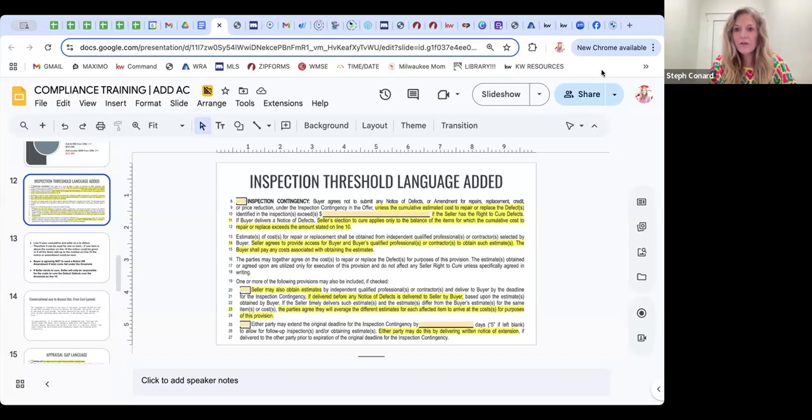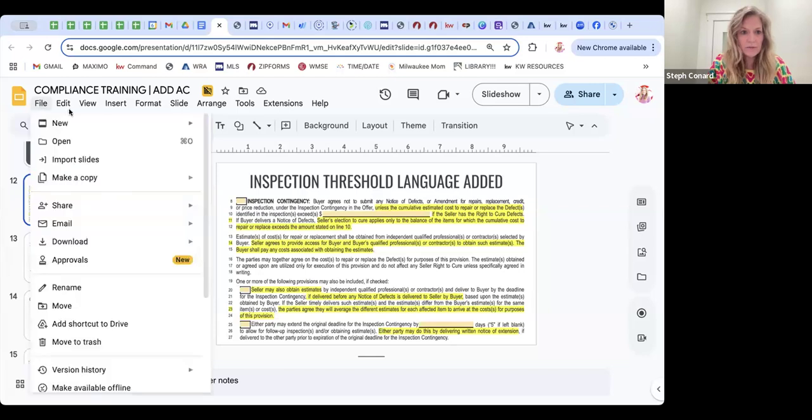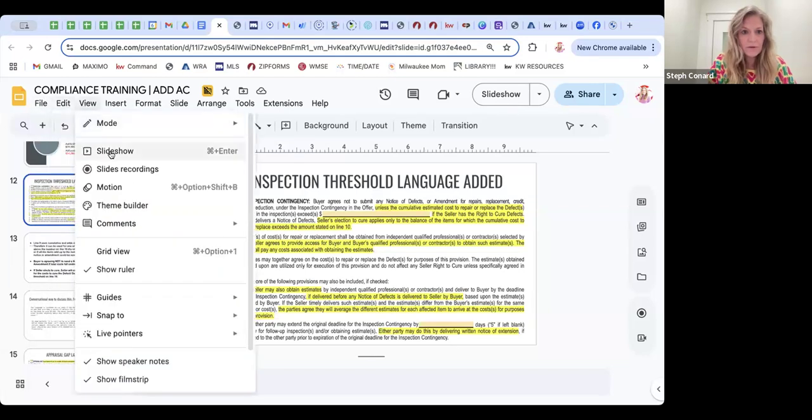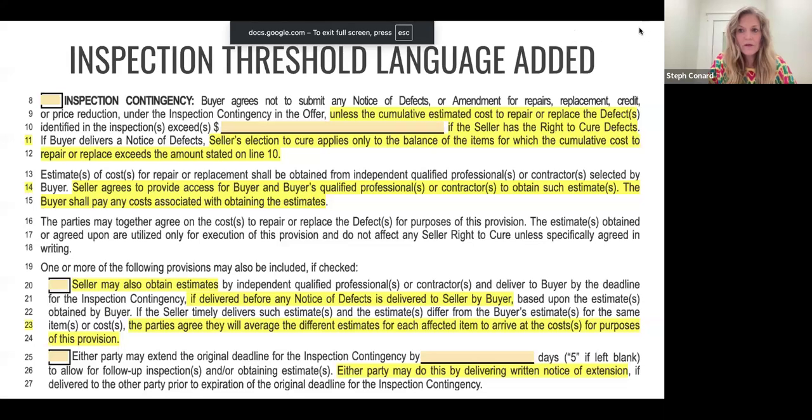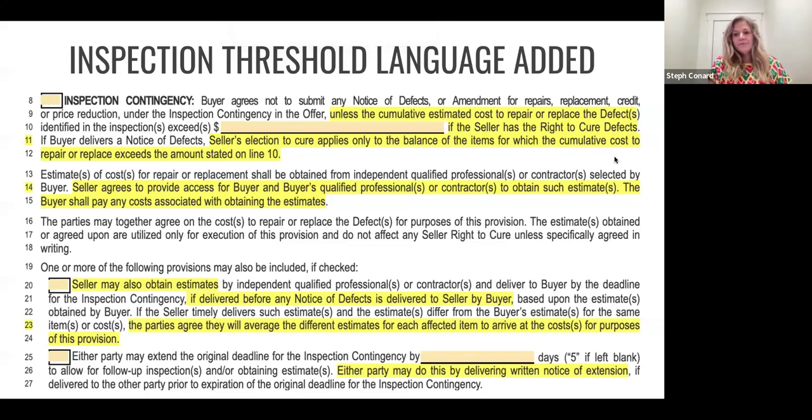Okay, so the inspection threshold. This is the first expanded language that the addendum AC addresses. I'm going to put this back up. I'm going to go through the language and then we'll talk about it in just more buyer-friendly terms.